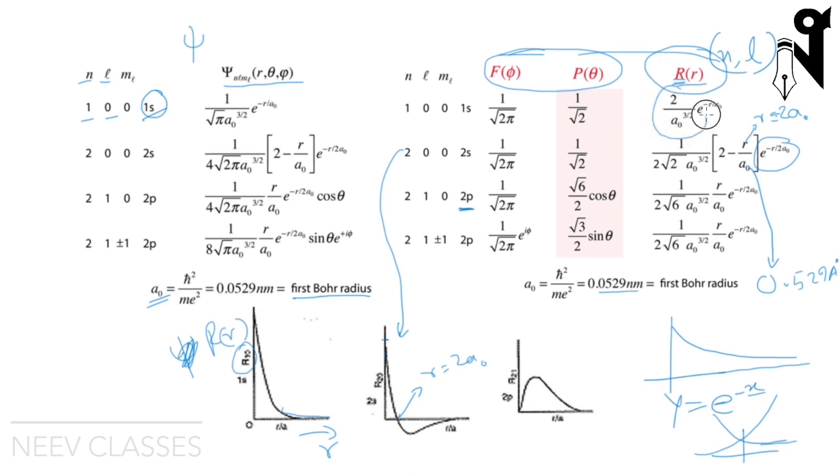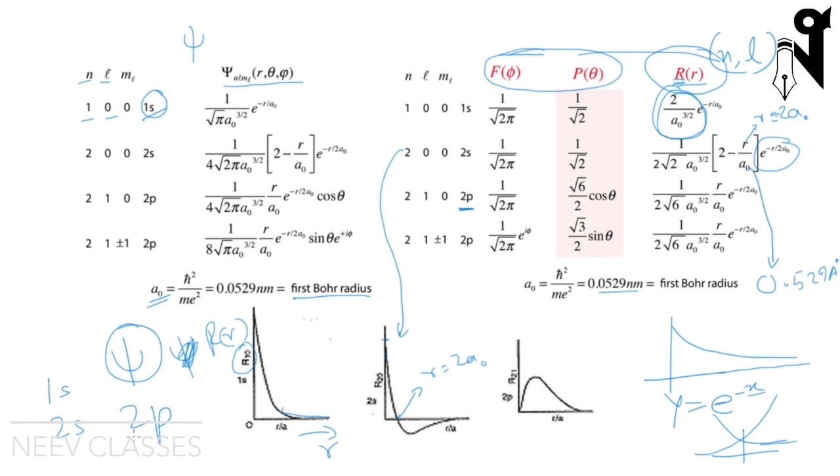It is going to touch the y-axis, which is your R. That's the radial function. That will become 2 divided by a naught whole power 3 by 2. So in p, what is the difference between, now that you should be knowing, because they will ask you to identify what is the difference between 1s, 2s and 2p radial wave function graphs. What is the difference?